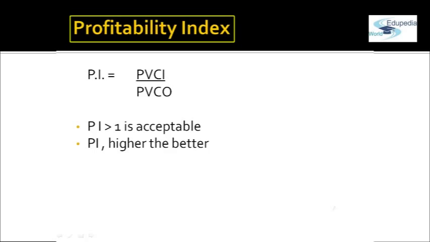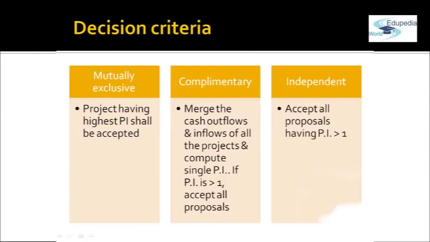So the decision criteria in case of profitability index is if the profitability index is more than 1, it is acceptable. Otherwise, it is not acceptable. And the higher the PVCI, the more beneficial it is for the organization. So when we have all the 3 projects in a mutually exclusive project, we will take the highest profitability index because in such a scenario, the NPV will be highest and that project will be chosen.